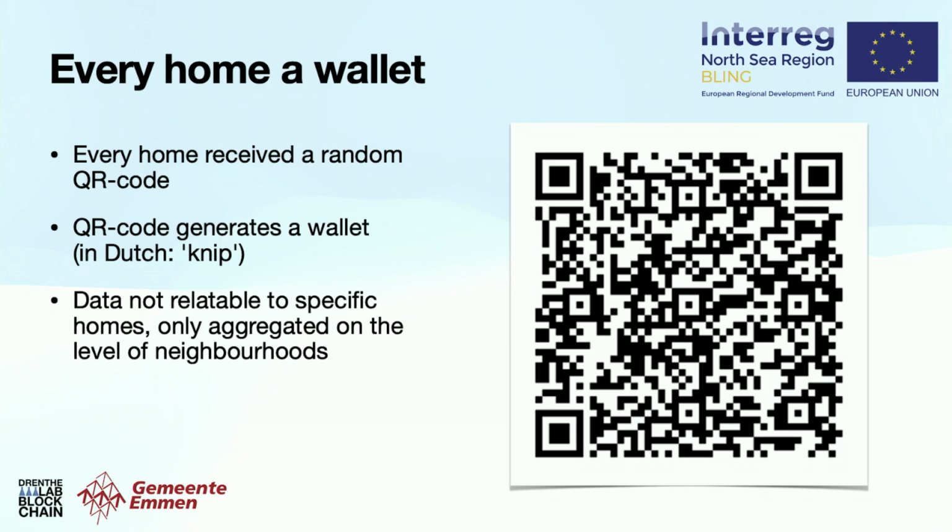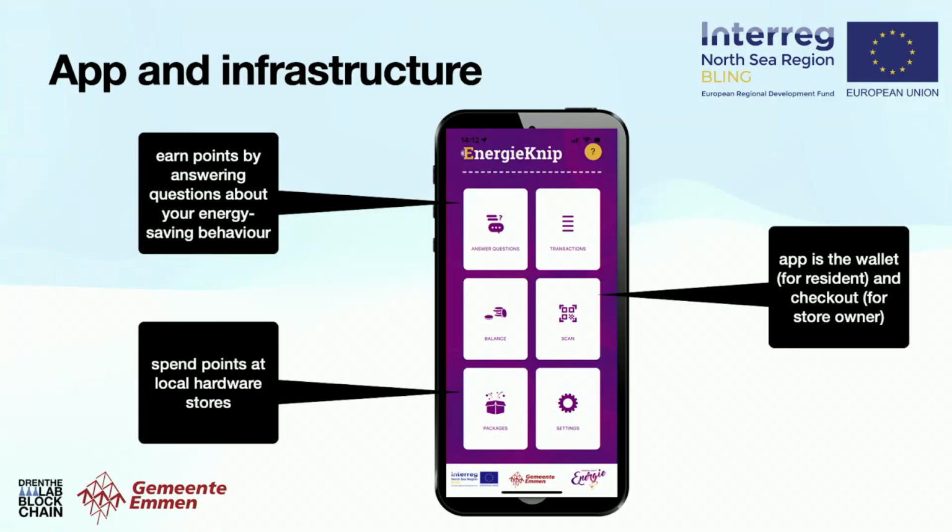The only thing that we knew is that a range of QR codes were distributed in a certain area, in a neighborhood. I think that's the proper English word. We call it the wijk, a part of the city. So every QR code generated a wallet, and it did so in an app. Here you see a screenshot of this app. The app is very, very simple. You can answer the questions.